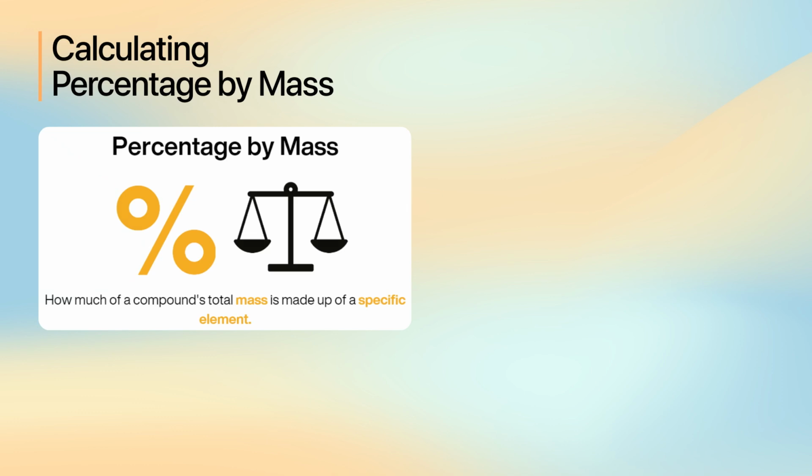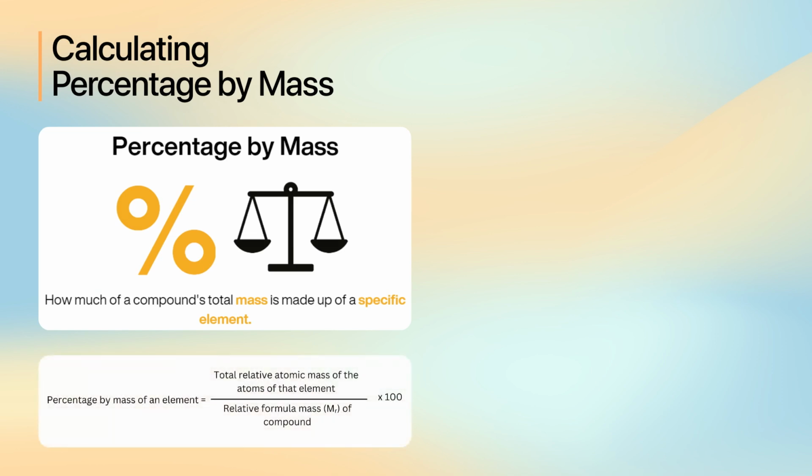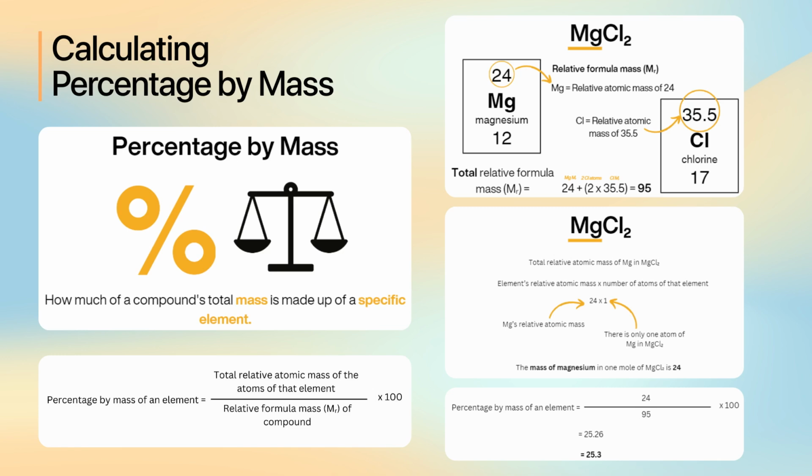In today's lesson, we delved into the concept of calculating the percentage by mass of an element in a compound by dividing the total mass of the specific element in the compound by the relative formula mass of the entire compound, and then multiplying by 100. This formula helps us determine the proportion of each element in a compound, which is crucial for various chemical calculations and practical applications.